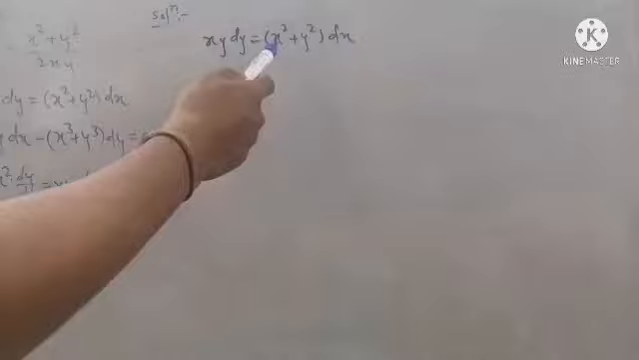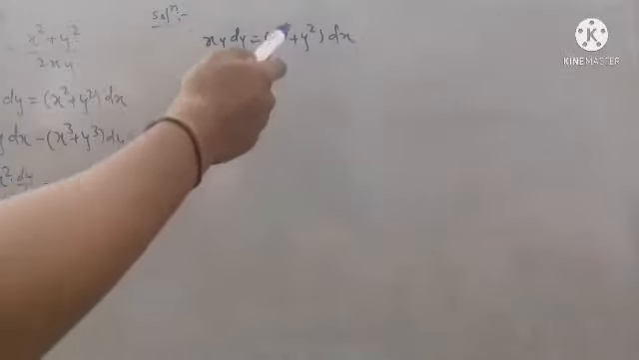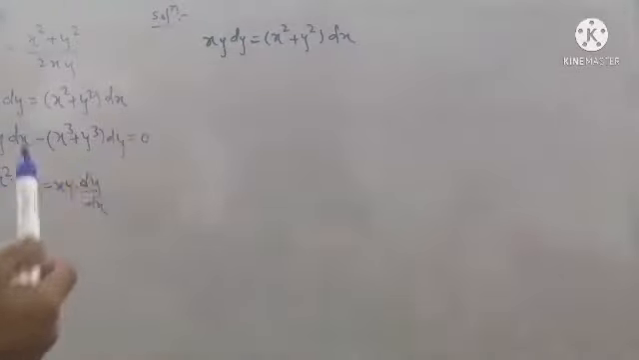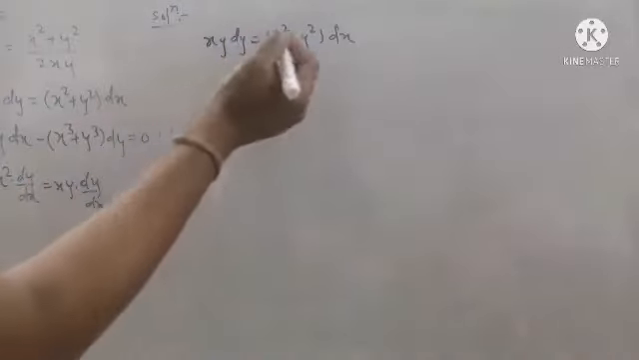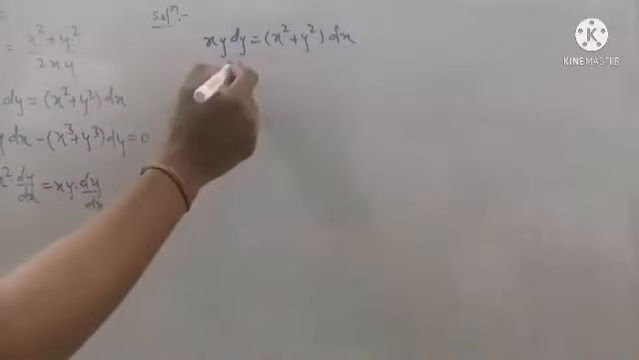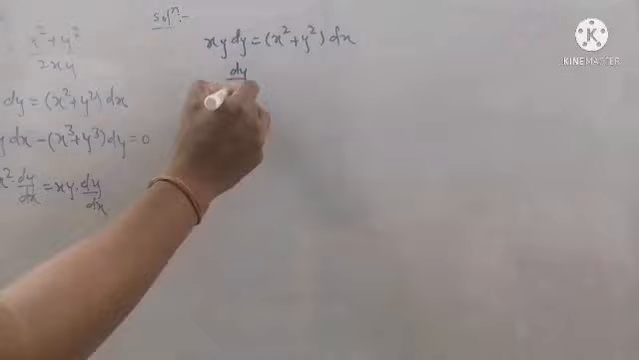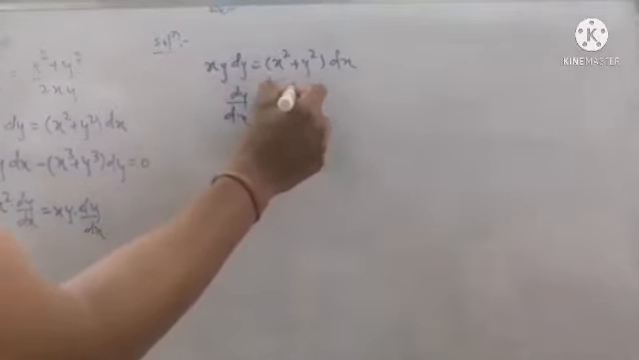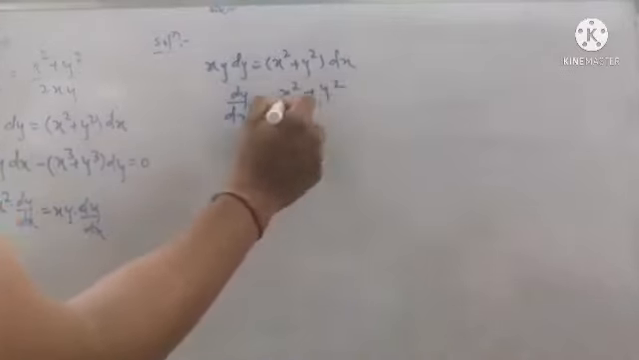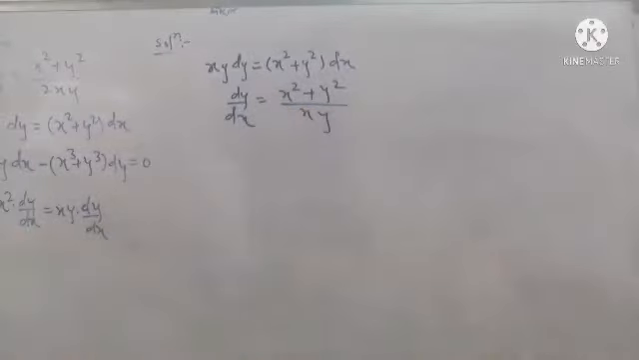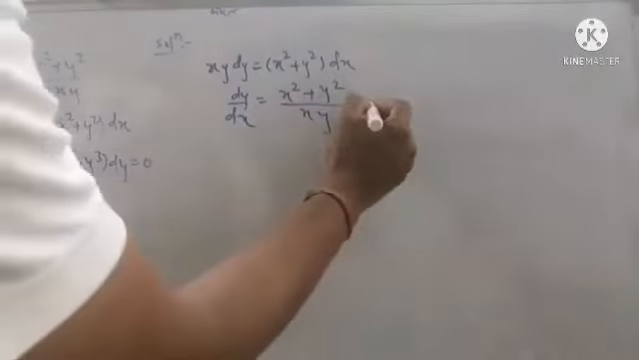Next, xy dy is equal to x square plus y square. As you can observe here, this is not in standard form though. Implicit terms of x and y have equal degree, so we can take dx to the left hand side, and we get dy by dx is equal to the implicit terms of x and y on the right hand side having the same degree. So this is a homogeneous differential equation.